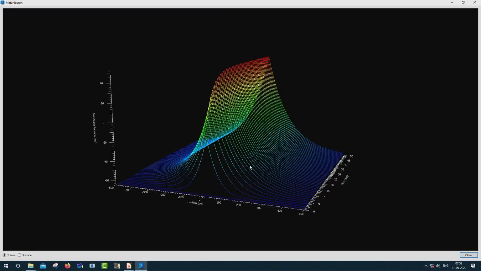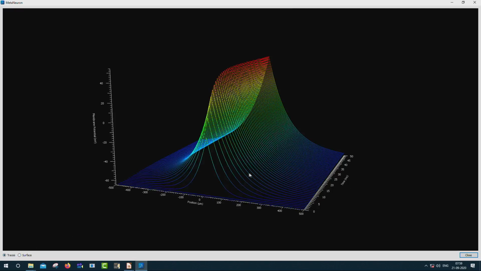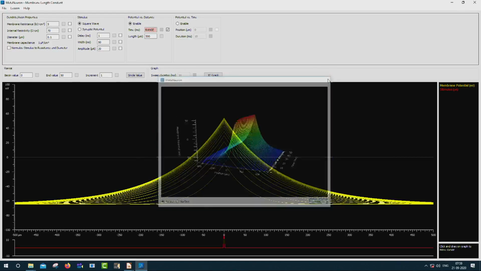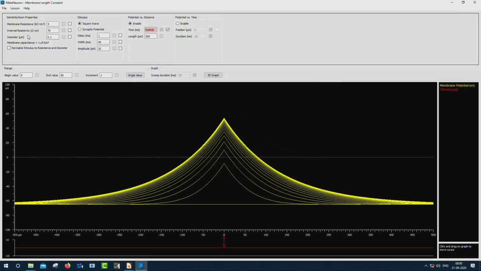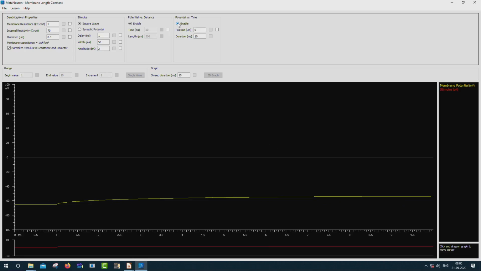Another way to look at it would be to look at a surface plot. Much prettier, but actually I can't see much on this. I prefer traces. All right, so let's stop that. Let's go back to defaults, and now let's look at potential versus time.